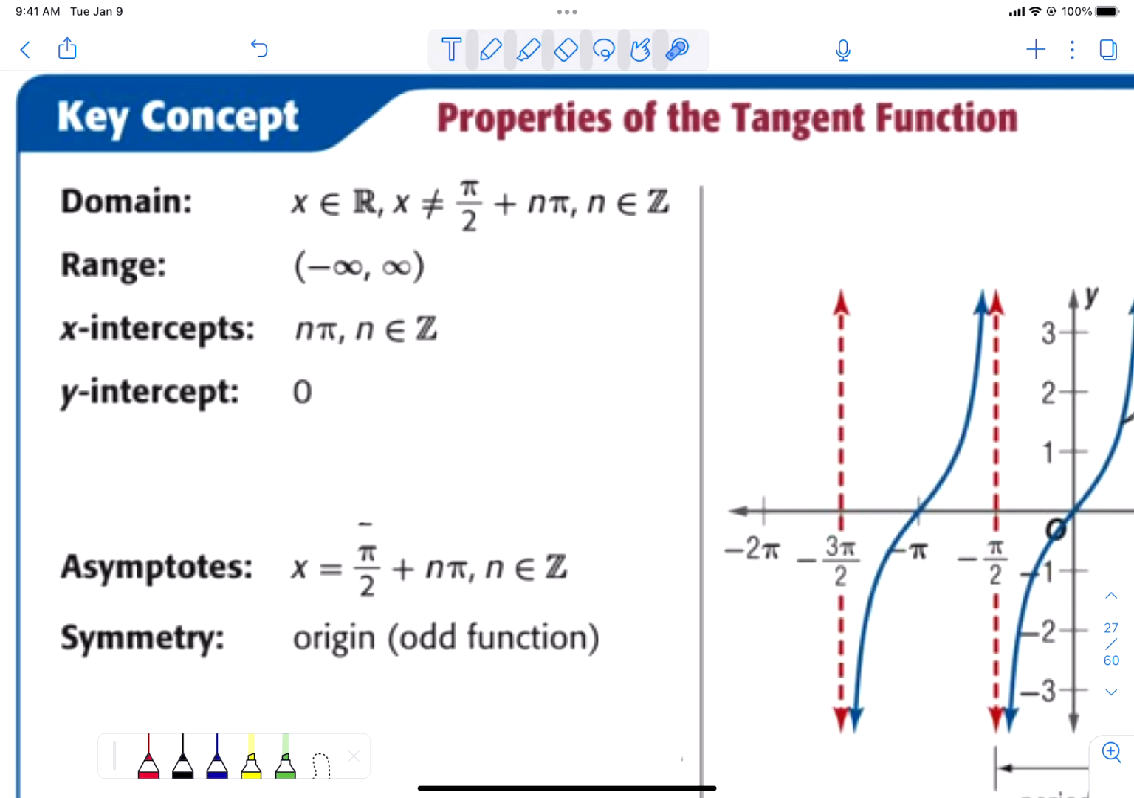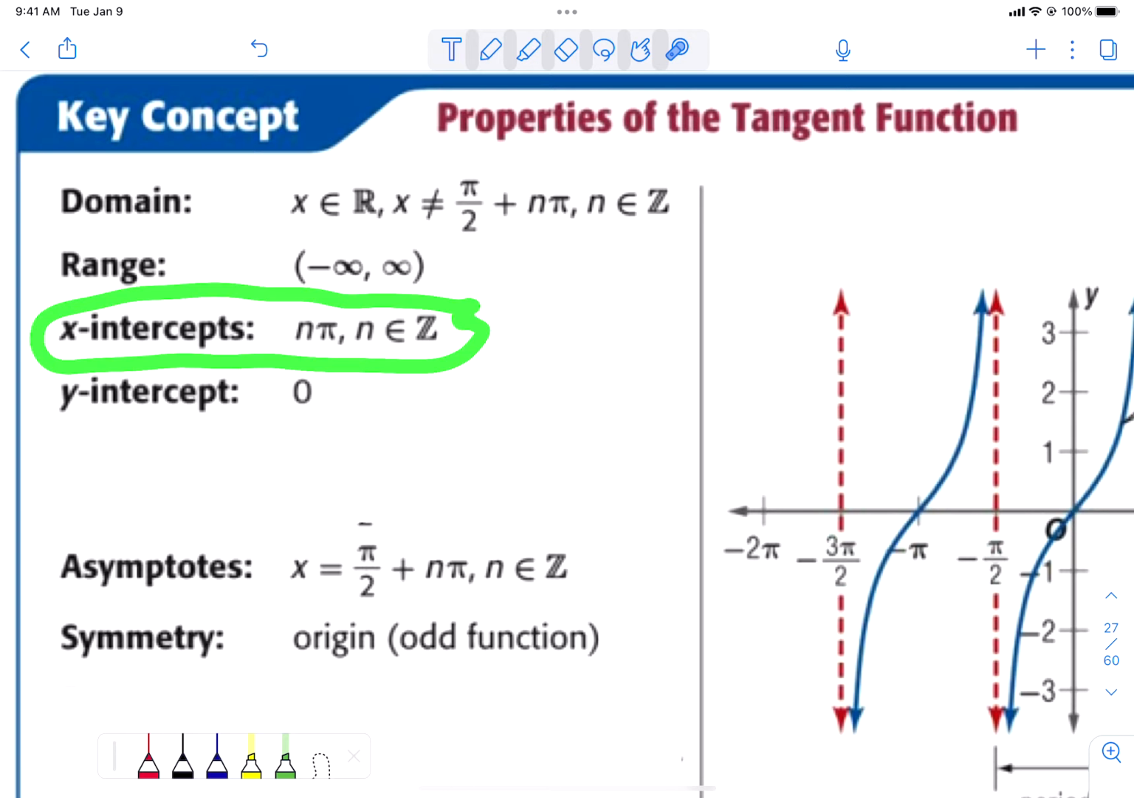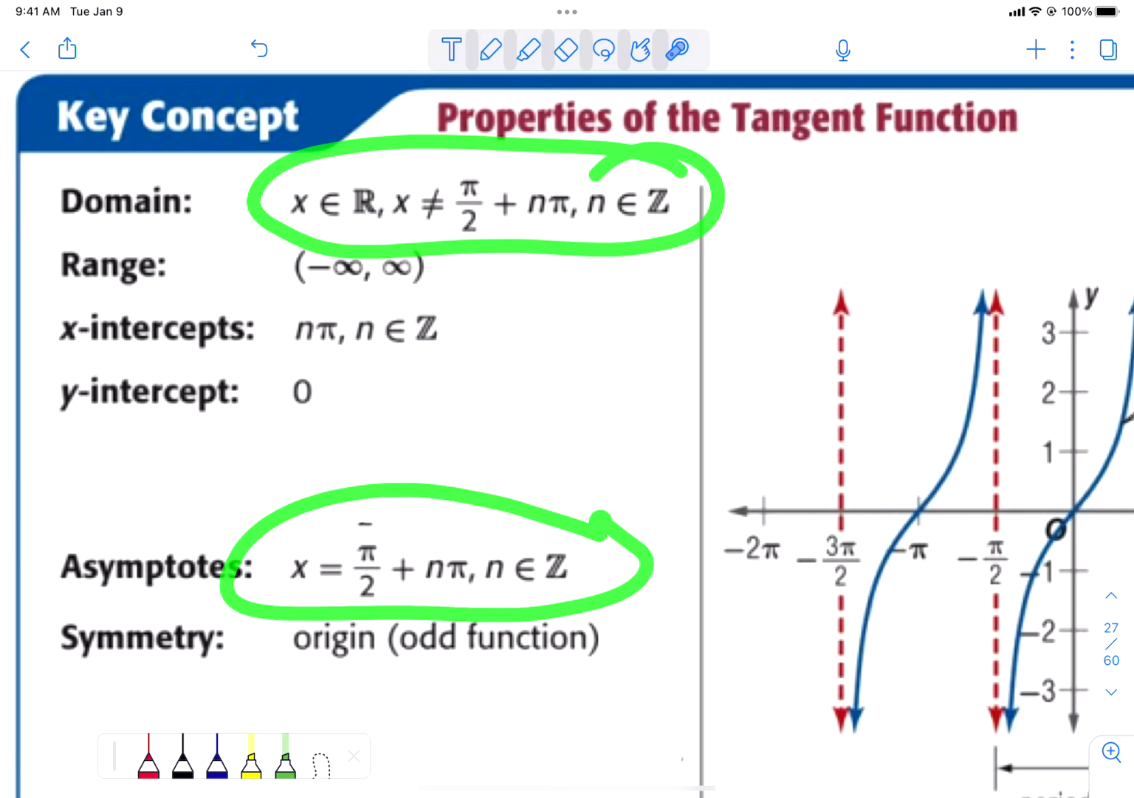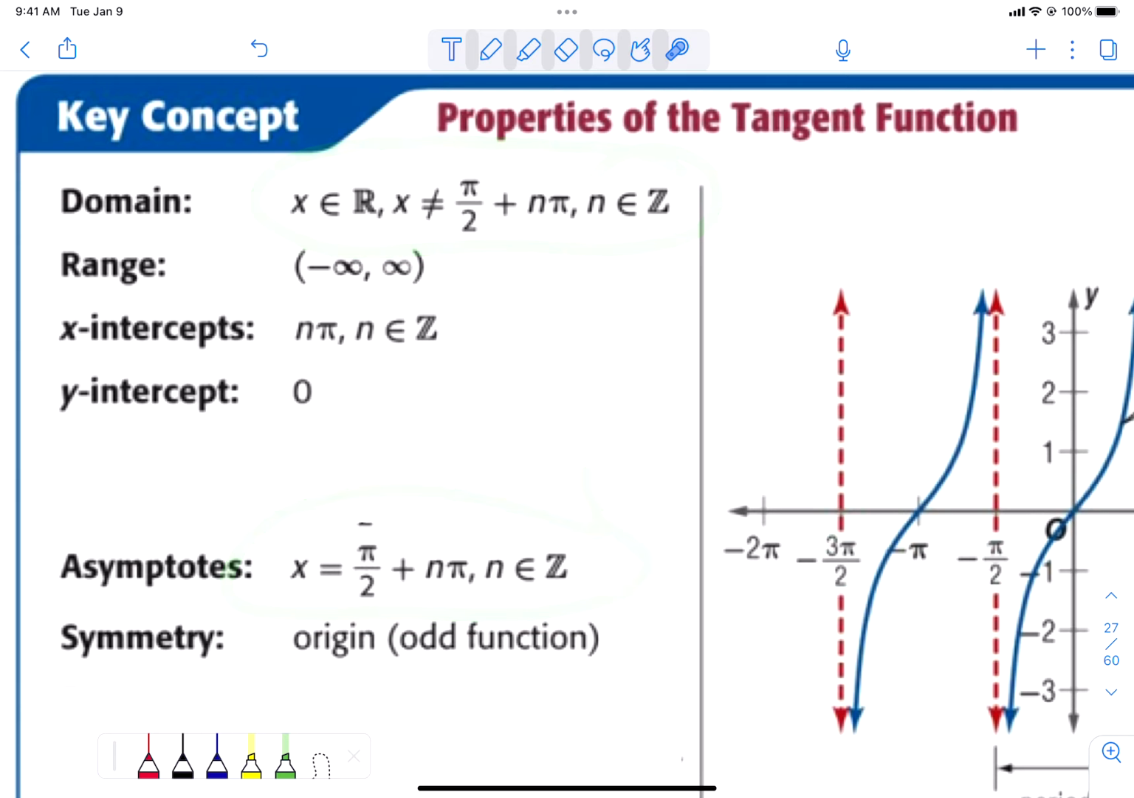The x-intercepts, those are the zeros of sine, are the full pi's, 1 pi, 2 pi, 3 pi, 4 pi, negative 1 pi, negative 2 pi. The only y-intercept is 0. It hits exactly at 0, 0. The asymptotes line up with the domain, where the domain doesn't work at the odd pi over 2's, 3 pi over 2, 5 pi over 2, 7 pi over 2. There is going to be an asymptote.